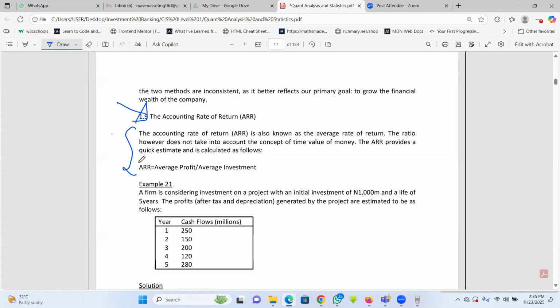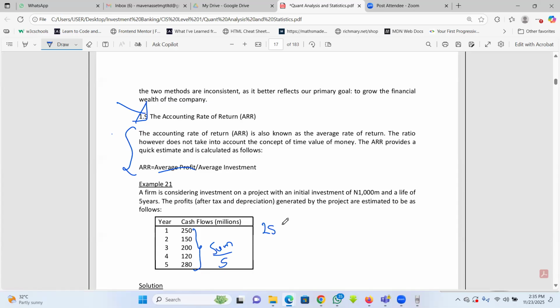Okay, so we are trying to get the accounting rate of return, or the average rate of return now. So how do we calculate that? First, we need to find the average profit. So what is the average profit here? You sum all of this up and divide by what? Average. 1, 2, 3, 4, 5. Divide by 5. Are you clear with that, please?